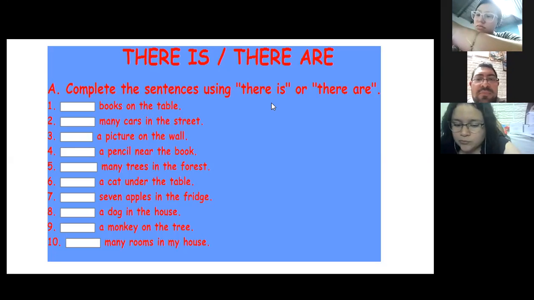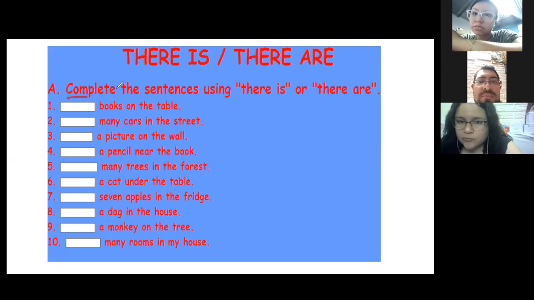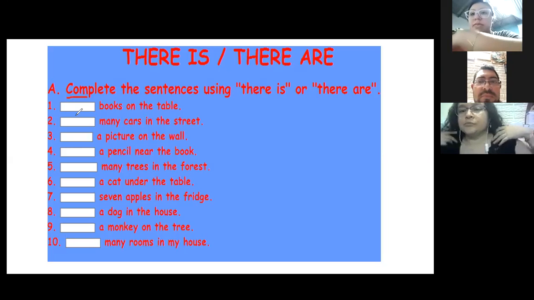Bien, vamos con la primera. Vamos a ir rápidamente comparando en este caso. Pues en la primera, como estamos hablando de libros, estamos hablando de there are. Entonces, por cuestiones de tiempo, ustedes van comparando.